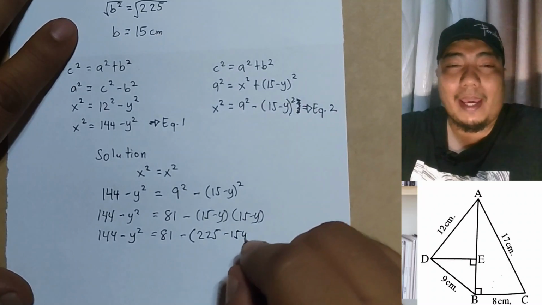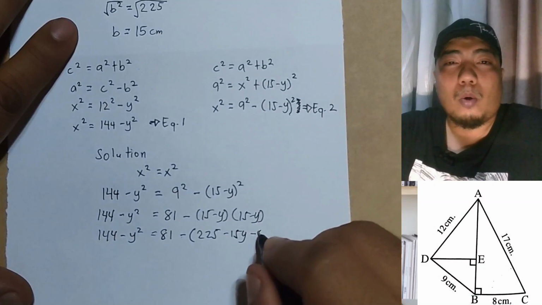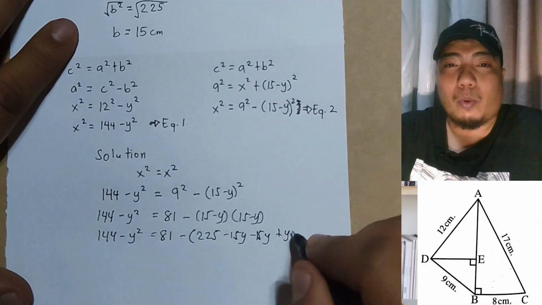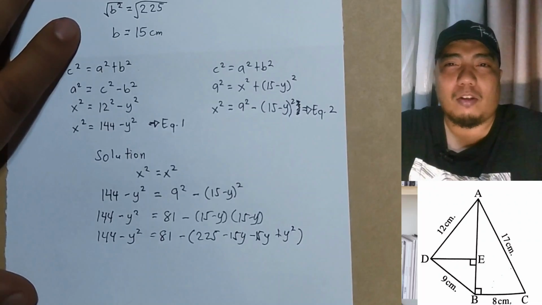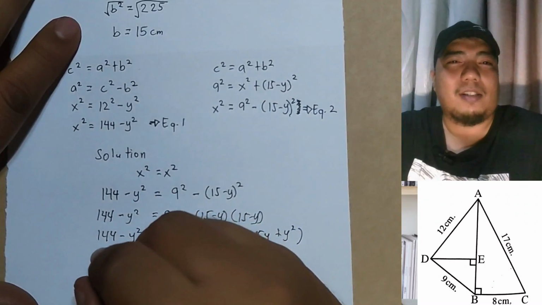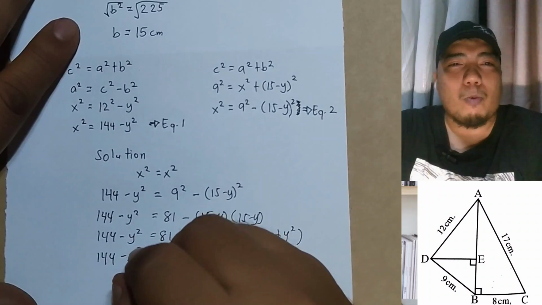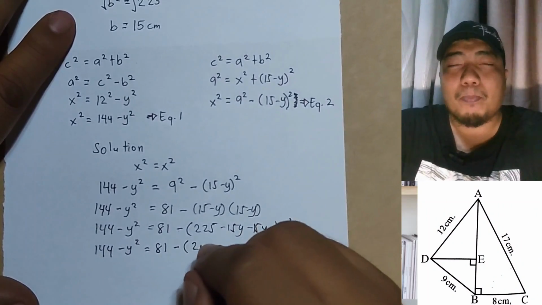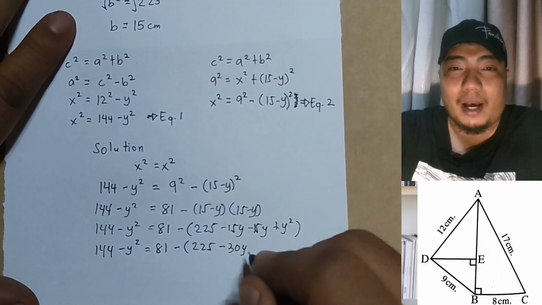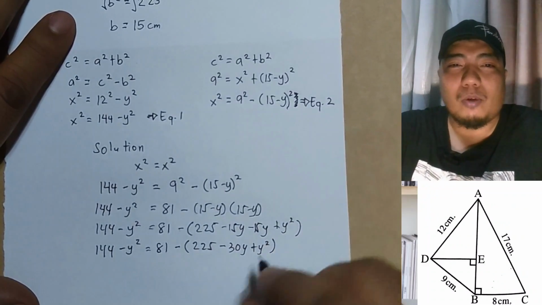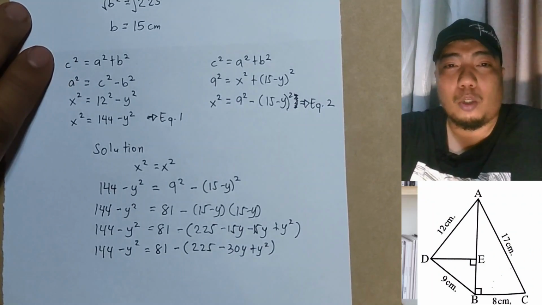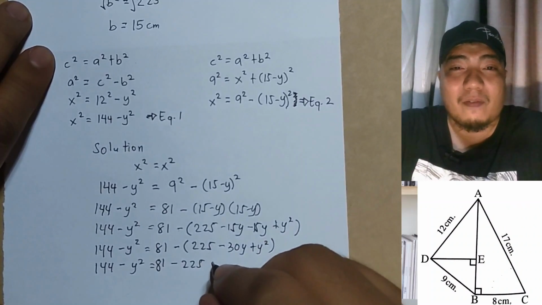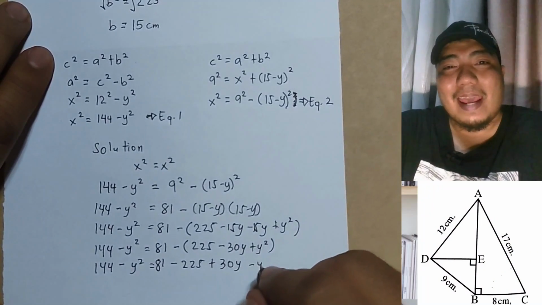minus y squared is equal to 81 minus the quantity 225 minus 15y minus 15y plus y squared, applying the FOIL method, the first, outer, inner, and last method. All right, so simplifying again, we have 144 minus y squared is equal to 81 minus the quantity 225 minus 30y plus y squared. And now to eliminate the parentheses in this equation, we will distribute our negative sign, giving us negative 225, plus 30y, and negative y squared.